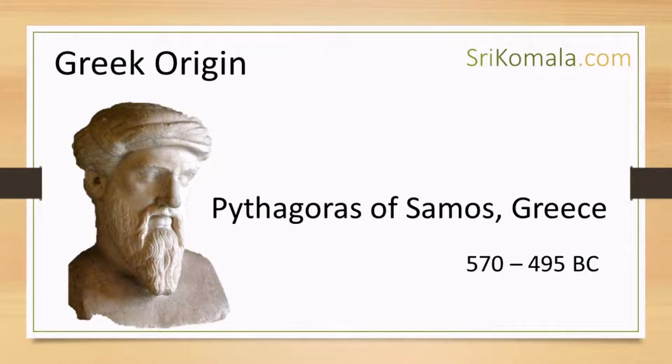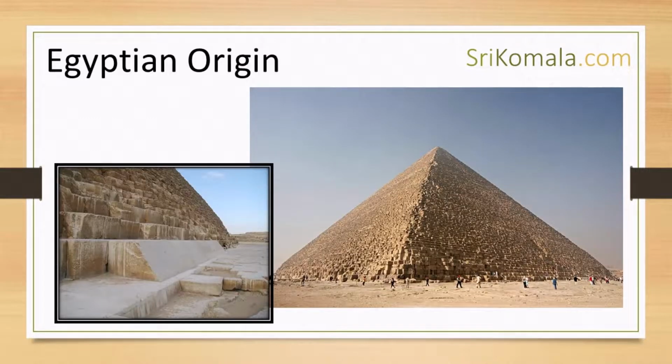It is believed that the Pythagorean theorem was invented by Pythagoras, the Greek mathematician, around 2600 years ago. However, other historical sources suggested that actually this theorem has an Egyptian origin from a much older era. It was suggested that the theorem was invented by the Egyptians when they built the pyramids around 5000 years ago.